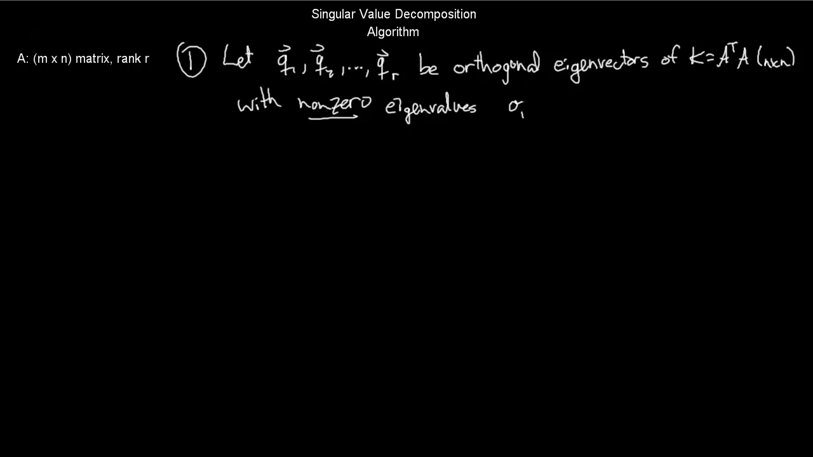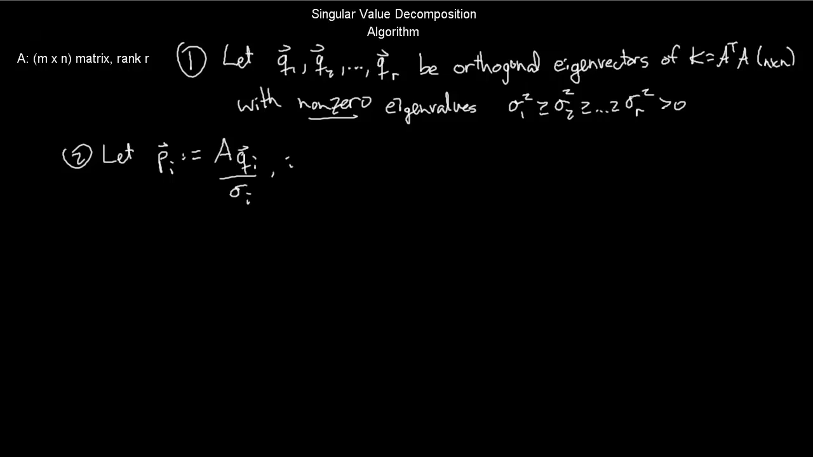So, and I'm going to order them in such a way that the eigenvalues are decreasing. So the first eigenvector has eigenvalue sigma 1 squared, up to sigma r squared is the smallest one, but they're all positive, r being the rank of A, which is the same as the rank of K. Now that I remember these are normal, let Pi be the following. I just take A times Qi and divide by sigma i for i running from 1 up to r. So you can always find the Q's, and therefore you can always find the P's.